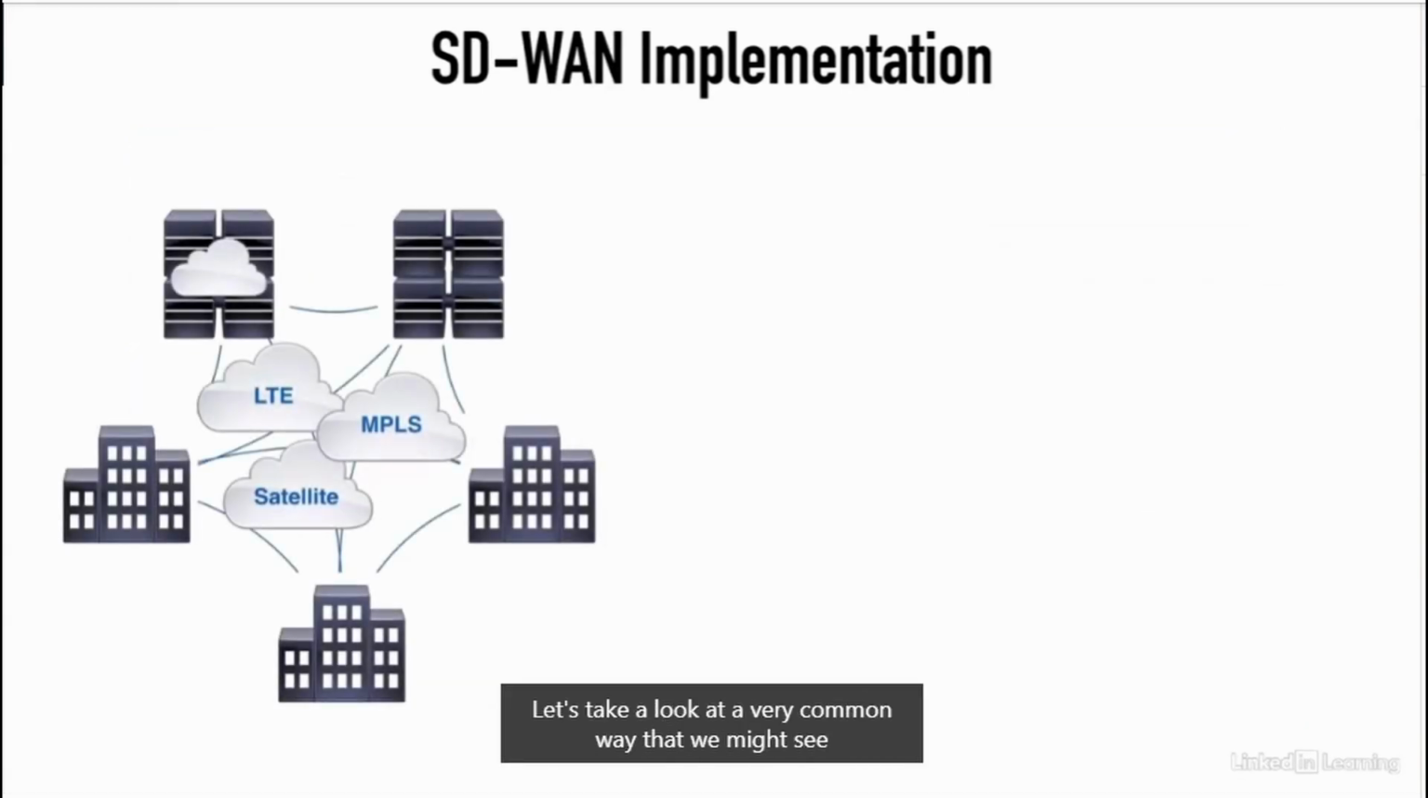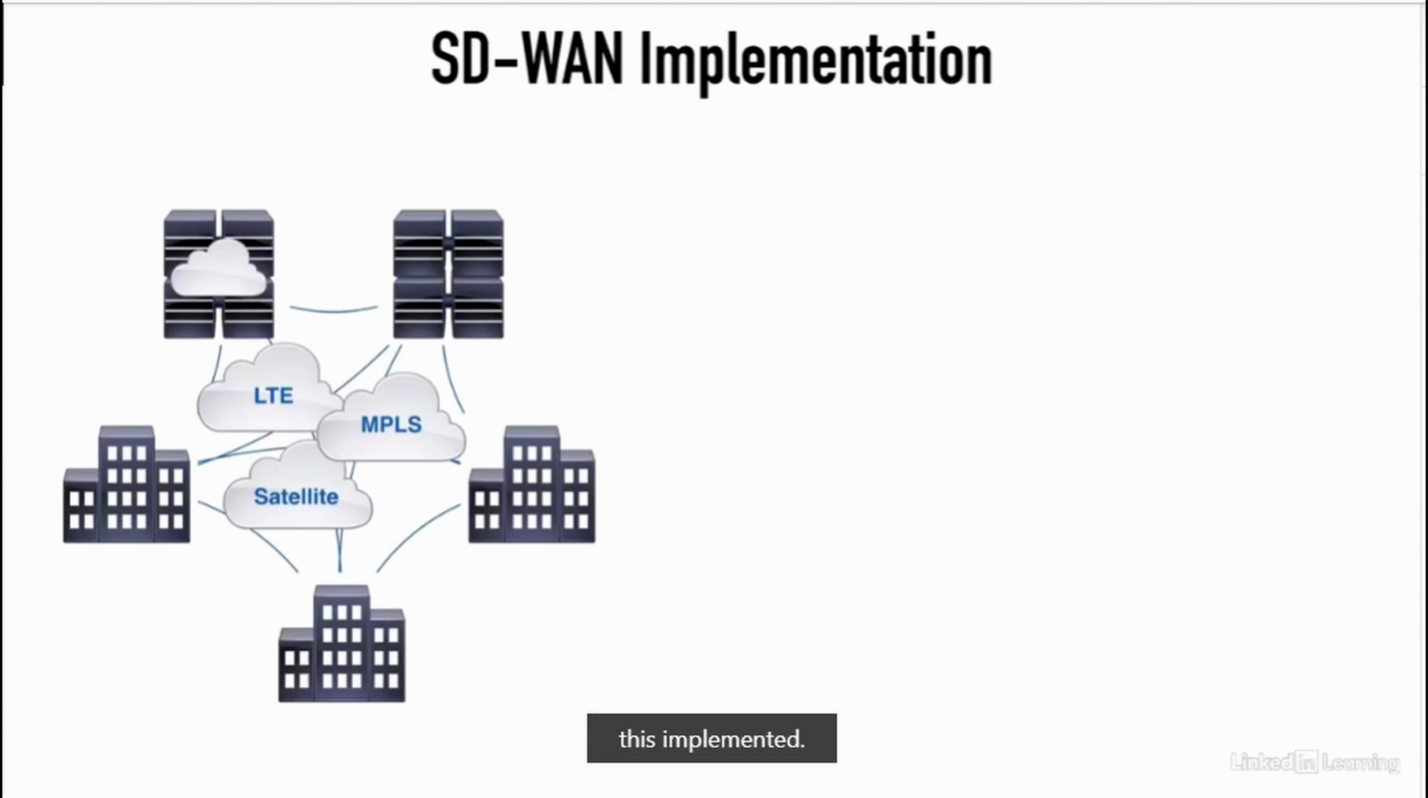Let's take a look at a very common way that we might see this implemented. Here we see a sample topology within which we have a main campus location, a couple of branch locations, a physical data center, and a cloud data center. All of these are interconnected through various means.